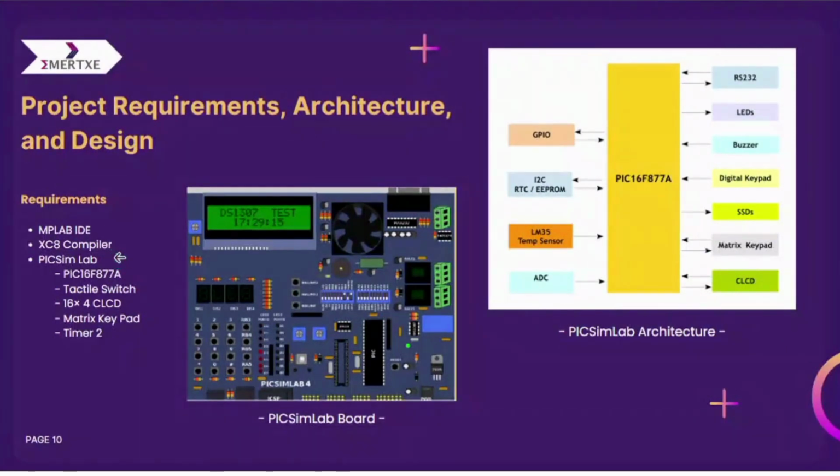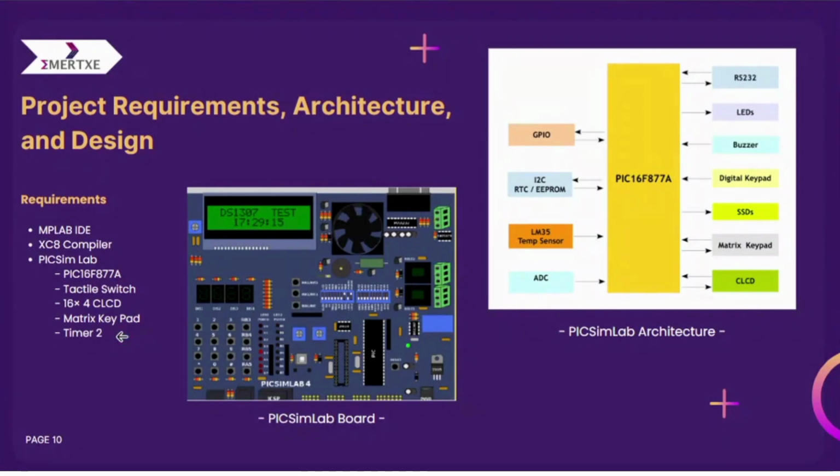Now let's talk about the PICSIM lab. Inside of this lab, we use a special chip called PIC16F877A, which is like the brain of our microwave, and it helps us control everything. We also use a tactile switch, which is those buttons you press on your microwave to set the time and start cooking. And there's a 16 by 4 LCD, which is like a little screen that shows us what's happening inside the microwave. We also use a matrix keypad, which lets us type in how long we want to cook our food. And lastly, we use Timer 2, which is our timer that keeps track of how long our food has been cooking.